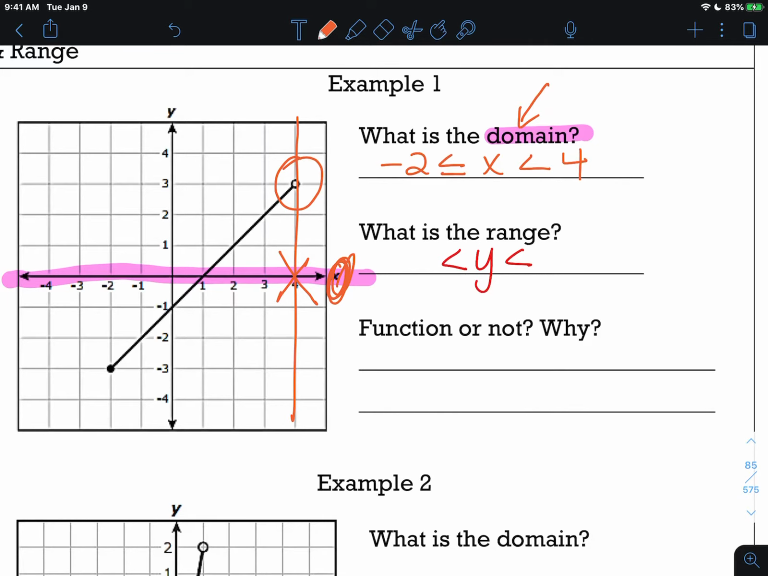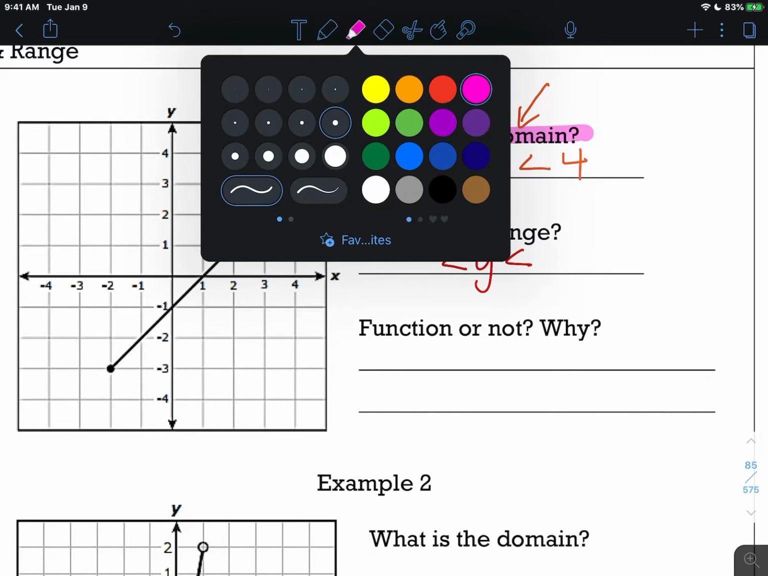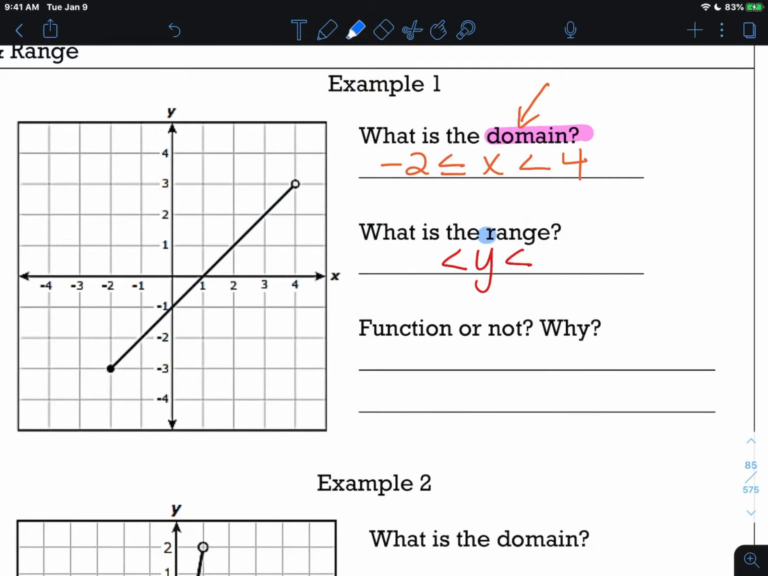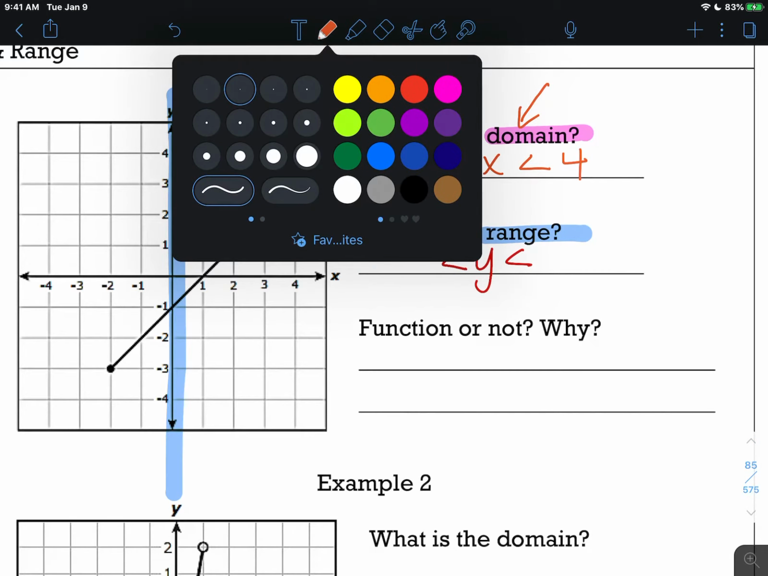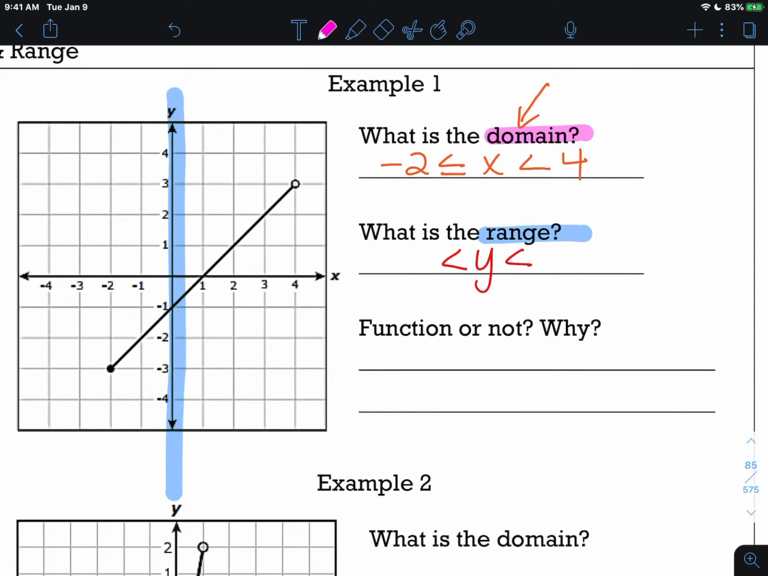Okay, we got it. All right, let's do our range now. So I'm going to clean this up. Okay, so now I'm going to deal with my range. I'm going to go ahead and highlight that one in blue. All right, so now I'm going to choose another color. I'll use this pink here.